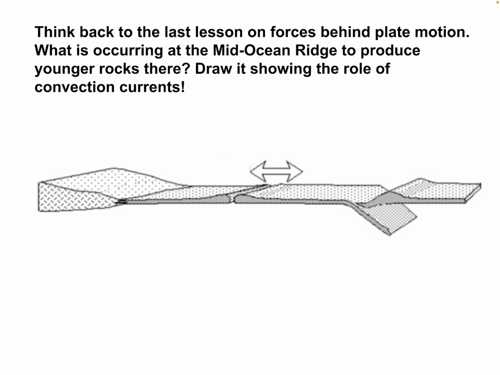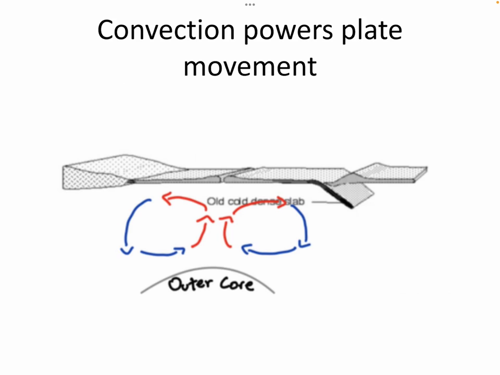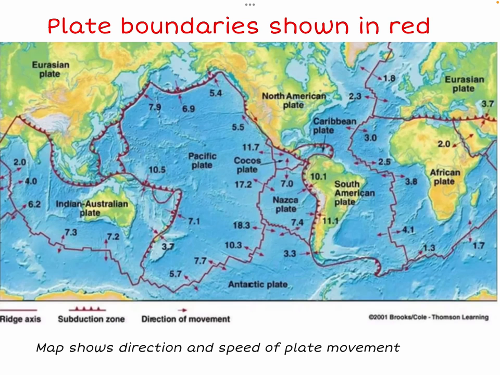Okay. So thinking back to the last lesson on forces, we didn't cover this yet, so we're going to just skip over that. Okay, so here's our plate boundaries, and we can see the direction of the plates. So if we have plates moving one direction on one side, they're going to be pushing the other way on the other side. So if it's separating on one side, it's going to be sinking on the other side.